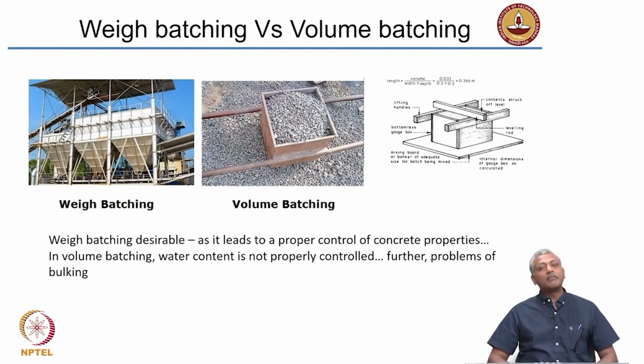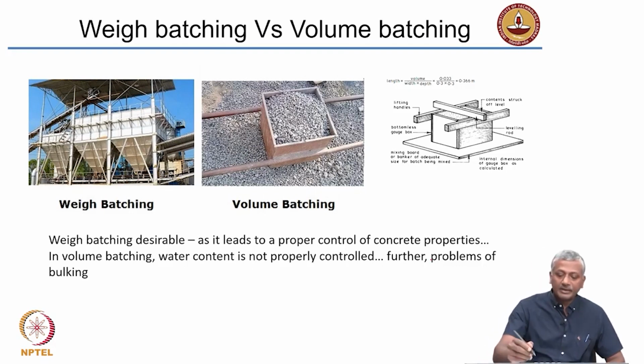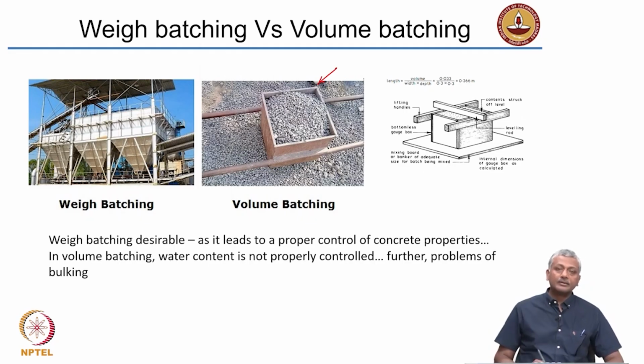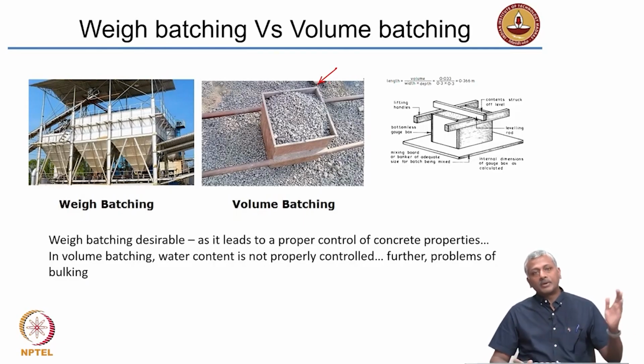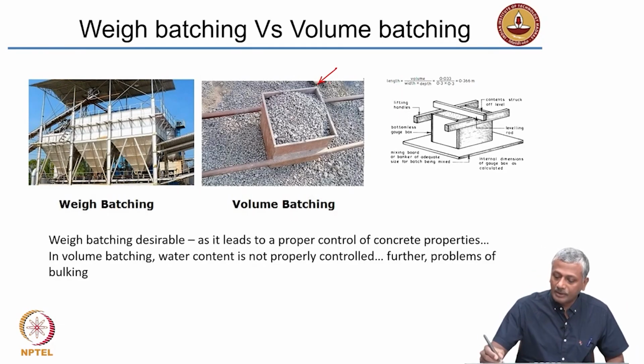Now, again, just coming back to this weigh batching versus volume batching aspect, as I said, in volume batching, you basically need to have a container, either a cylindrical or a cuboidal container, which contains exactly one part of the material. So when we say 1:2:4, 1 part of cement to 2 parts of sand to 4 parts of stone.